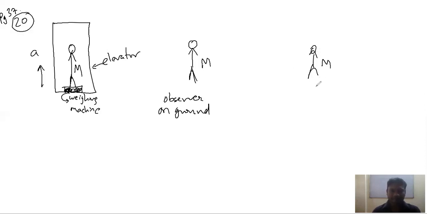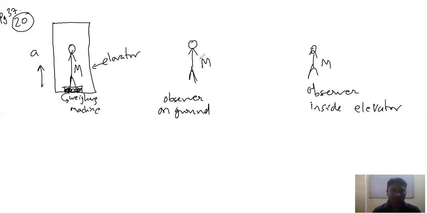In this case, we have to draw the free body diagram of the man according to the observer on the ground, and the diagram of the man according to the observer inside the elevator. So let us see the free body diagram for the observer on the ground.